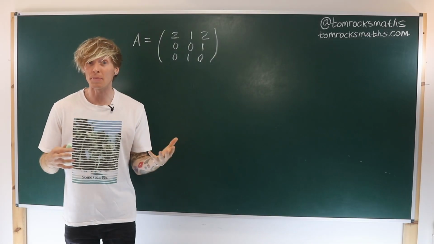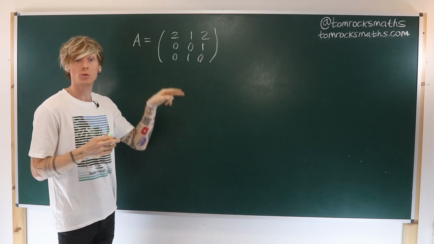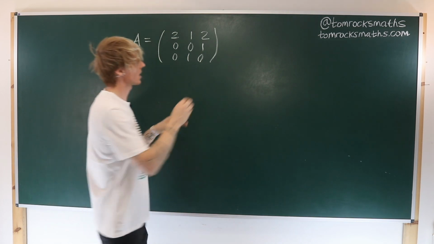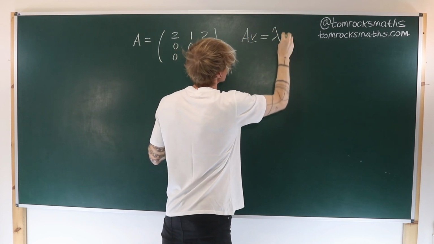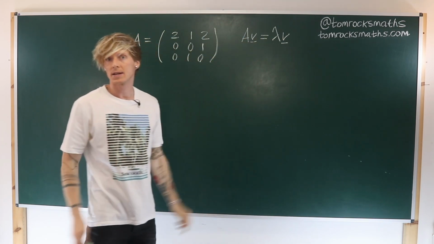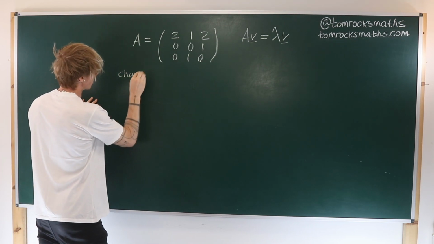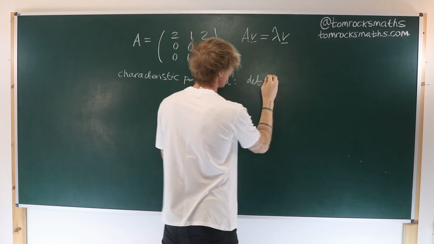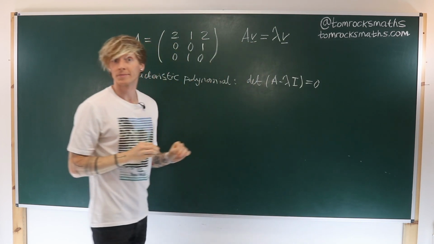Now let's look at an example with a 3 by 3 matrix given by A equal to (2, 1, 2; 0, 0, 1; 0, 1, 0). As before, we start by saying we want to find non-zero v and lambda such that A times the vector v equals lambda times the same vector v. And again, we need to solve the characteristic polynomial, which still says that the determinant of A minus lambda I has to be equal to 0.